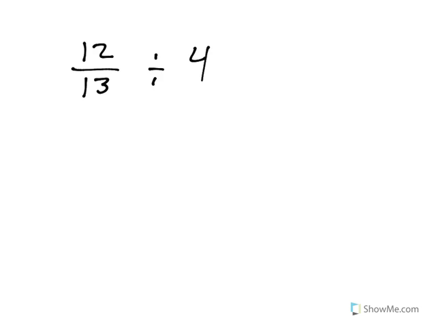Let's do two more. 12/13 divided by 4. Fraction bar is a division bar. Okay, so we're going to make that a fraction by putting it over 1. And now we use our keep, change, flip. So I keep the first fraction the same, 12 over 13. Because we're dividing fractions, I change division to multiplication, and I flip or find the reciprocal of the second fraction.